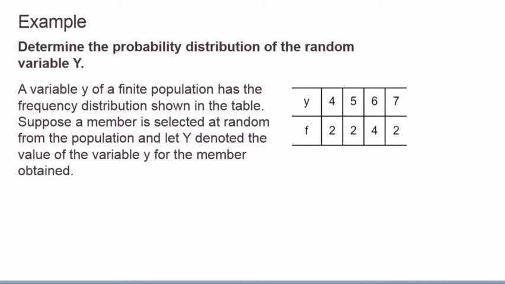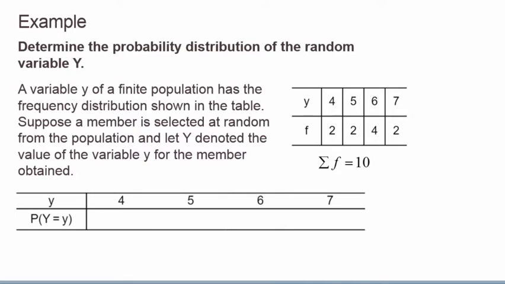For the value y equals 4, the frequency is 2. For the value y equals 5, the frequency is 2. For the value y equals 6, the frequency is 4. For the value y equals 7, the frequency is 2. Suppose a member is selected at random from the population and let y denote the value of the variable y for the member obtained. The capital Y is representing the population, whereas the lowercase y is representing a particular data point. First, we need the sum of the frequency, which is 10. That's our sample size, n.